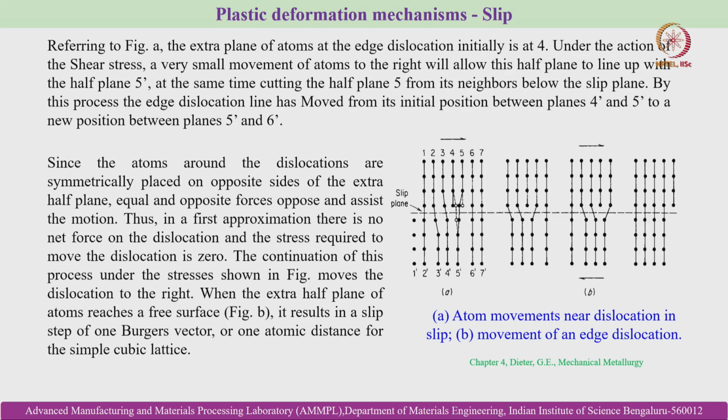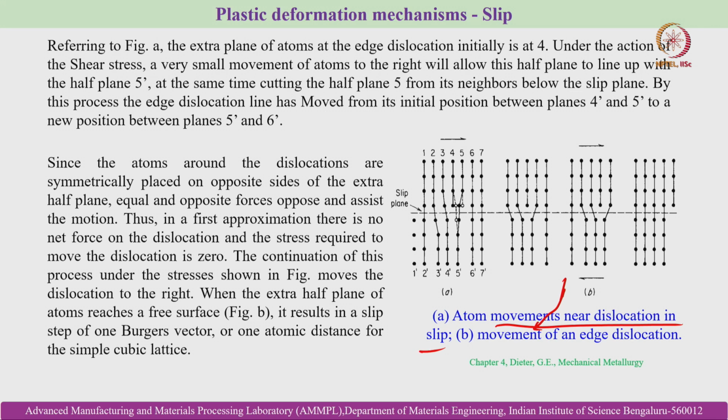Here is another schematic, showing the movement of the edge dislocation, which we also discussed earlier, and how it moves from left to right by breaking the atomic bonds and exiting by the rightmost side of the atomistic system that has been considered here. So, this is the atom movements near dislocation in slip, and B is the movement of an edge dislocation. This is exactly what we have discussed earlier, and A shows the atomic movements near dislocation in slip. So, what are the differences?